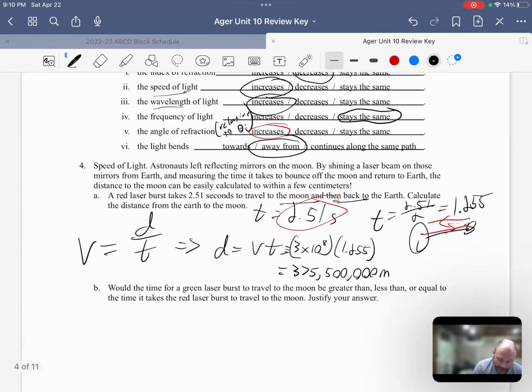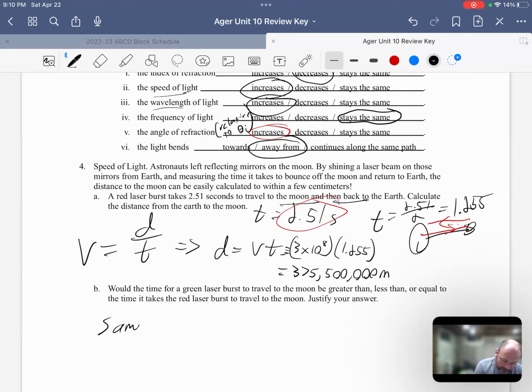All right, will the time for a green laser burst to travel to the moon be greater, less than, or equal to the time it takes the red laser? Well, assuming we ignore the atmosphere, and it's pretty much negligible, it really is the same. Same time, because they move at the same speed. The color of light doesn't change its speed in a vacuum. Now, if it were in glass or something like that, then the color would matter, but it's not, so that's it. All right, so that is question number 2.